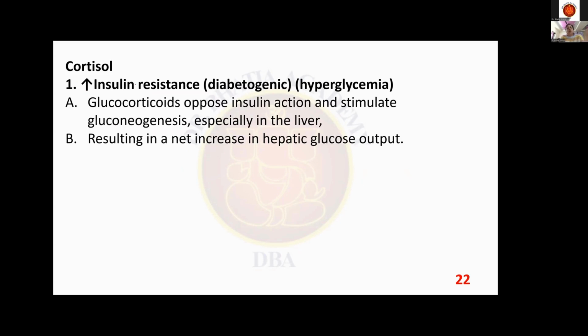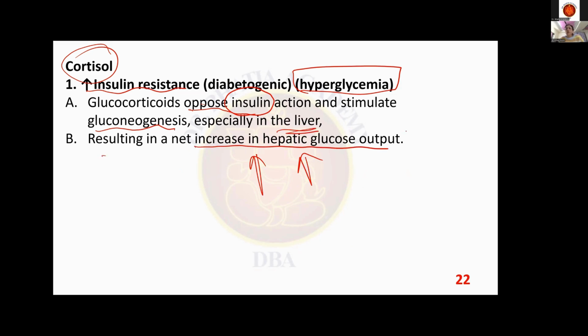So now coming to the cortisol part. What is the role of cortisol in the body? Cortisol is basically a hyperglycemic hormone. It's a diabetogenic hormone. It causes a rise of blood glucose. It increases insulin resistance, so it opposes the insulin action and increases gluconeogenesis, especially in the liver. And that causes increased hepatic glucose output.